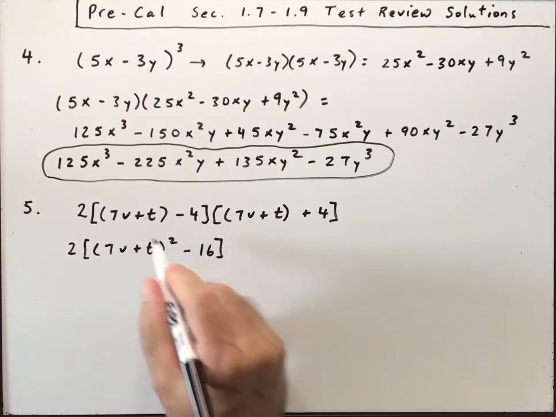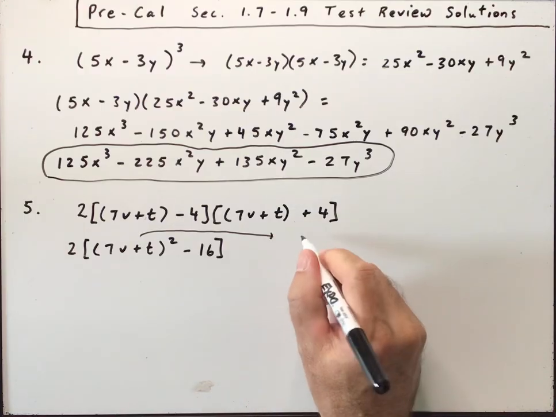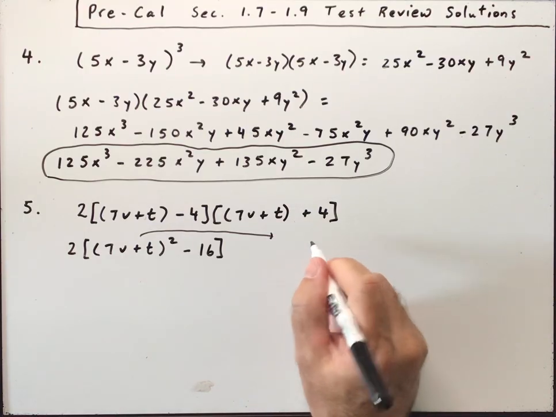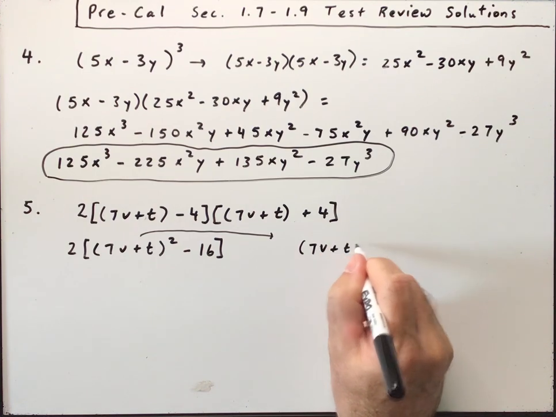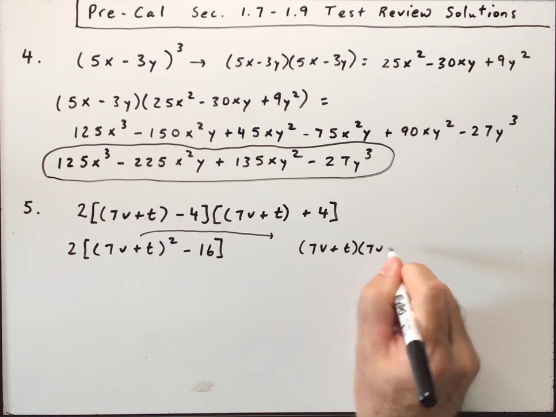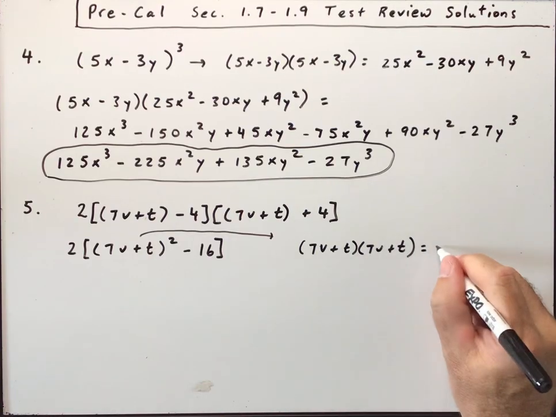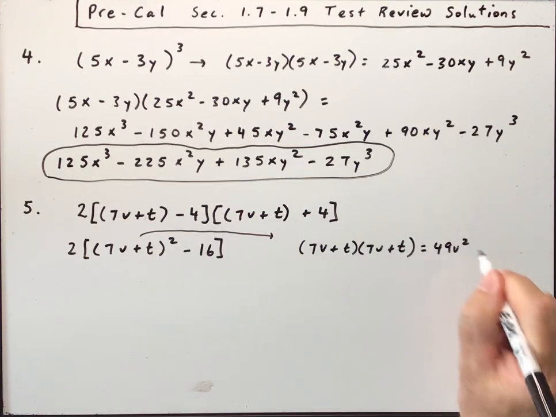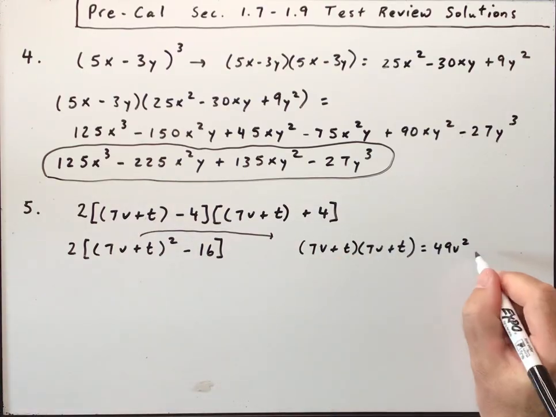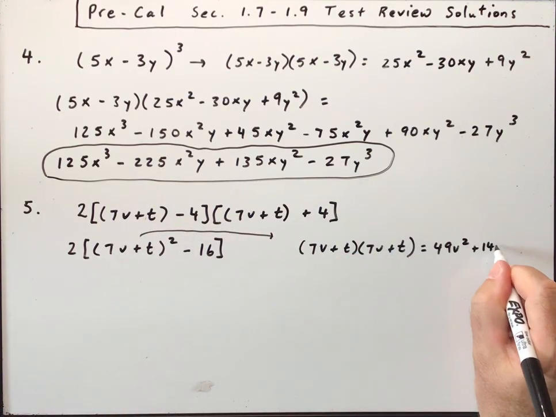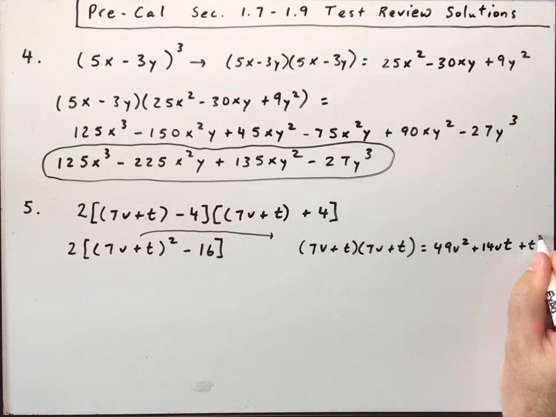All right, I'm going to go ahead and expand this term. So that's going to be 7v plus t times 7v plus t. So that would be 49v squared plus 7vt plus another 7vt, so plus 14vt, and then plus t squared.